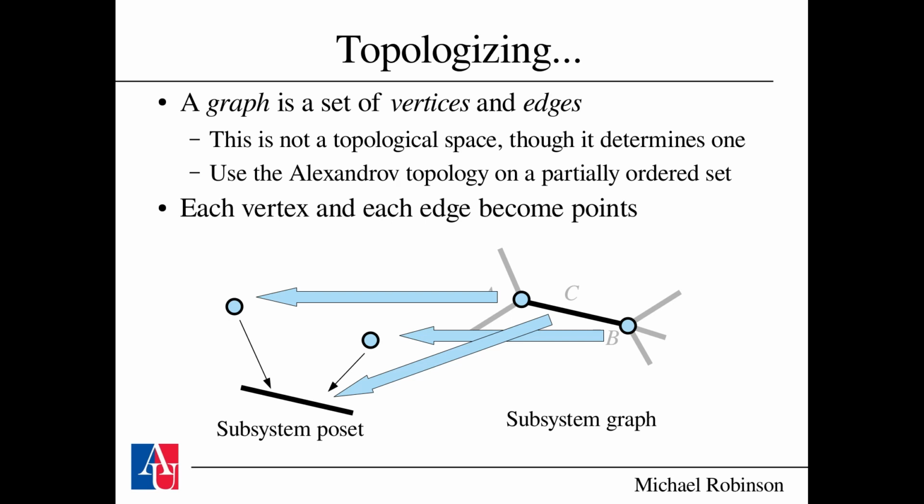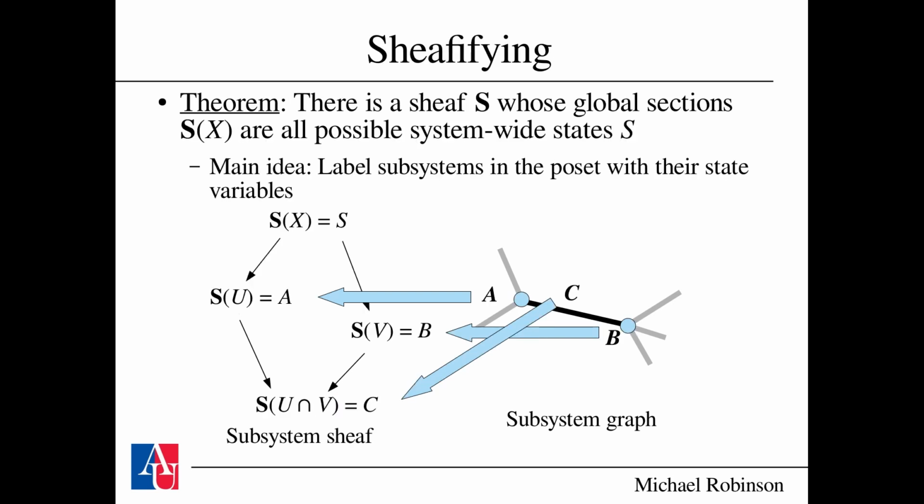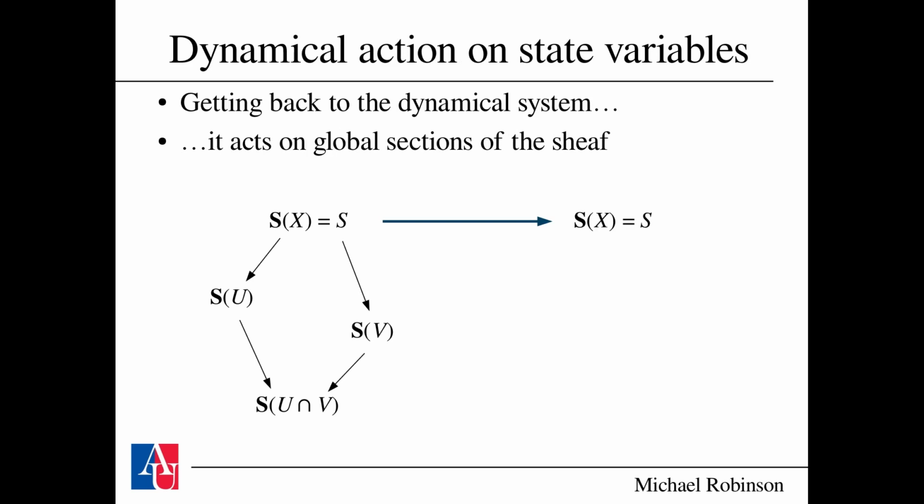Great, so now that's just the connectivity. I need to also ascribe the variables. If I ascribe the spaces of variables, I now have a sheaf. This is a theorem. You can always do this, and the sheaf that you end up with has its global sections, or all the possible system-wide consistent unambiguous states. And the basic idea is you just label all the subsystems in your partial order with their state variables.